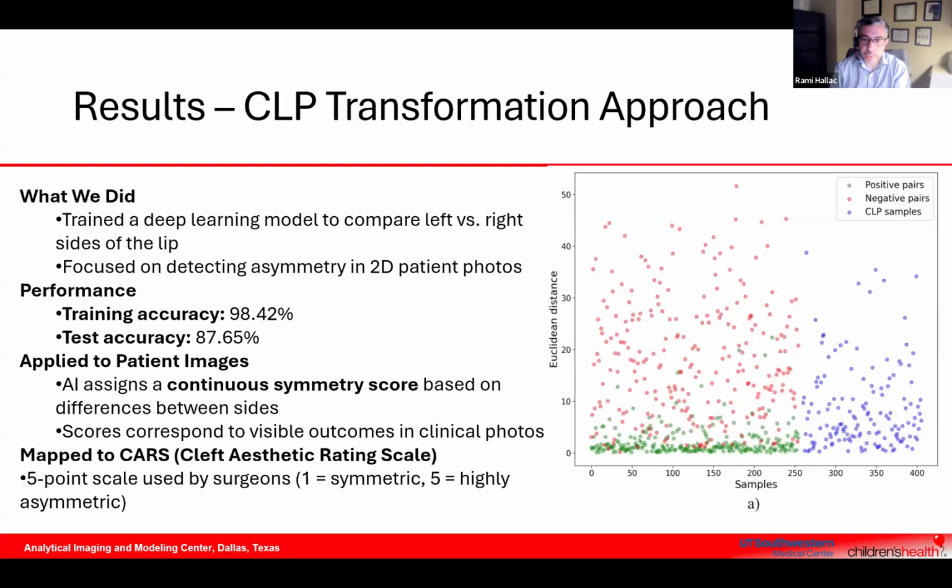We then tested the system on 395 real images of patients with repaired cleft lip and palate, plus control images from public datasets. The results were promising. During training, the model became very good at spotting symmetry, reaching an overall accuracy of 98%. We then tested it on clinical data, and it performed very well as well, with about 88% accuracy.